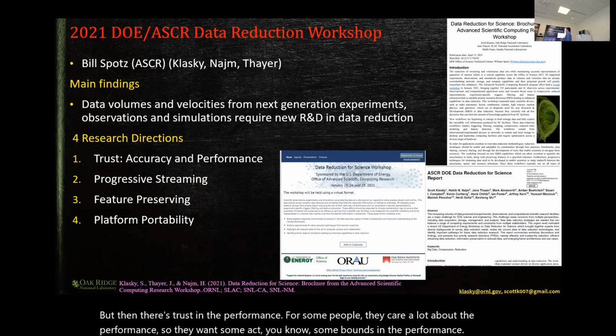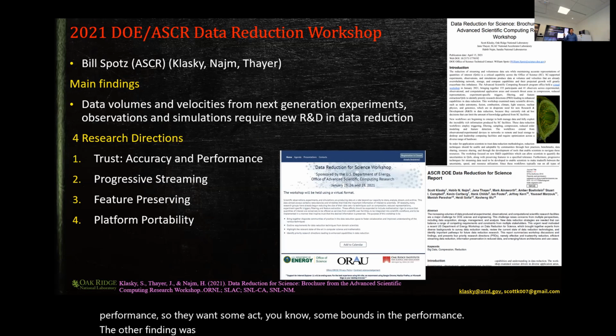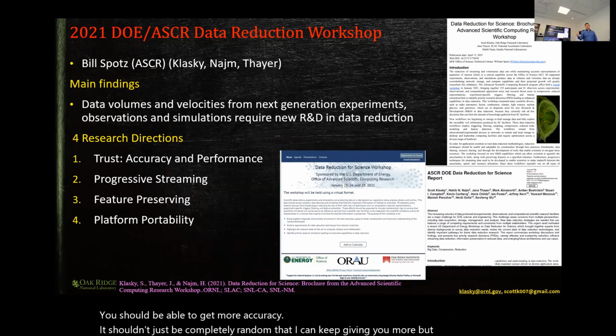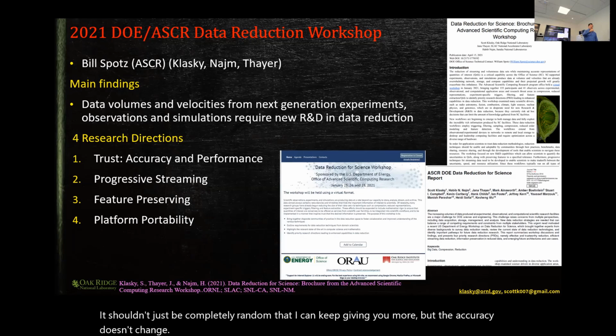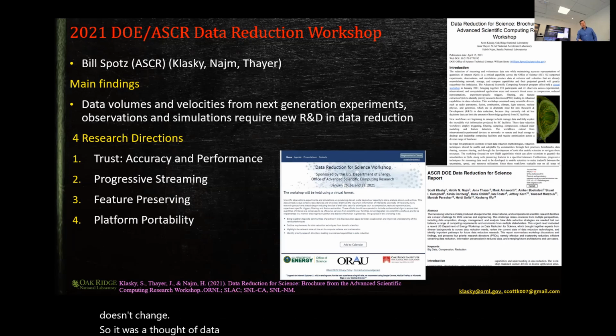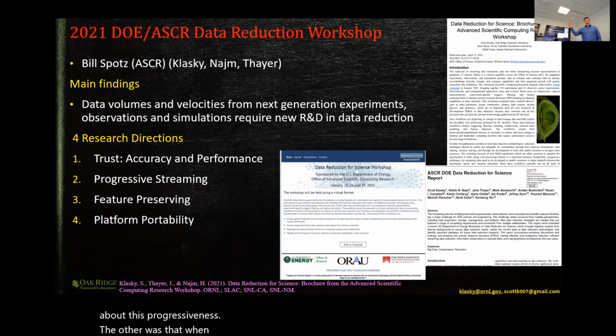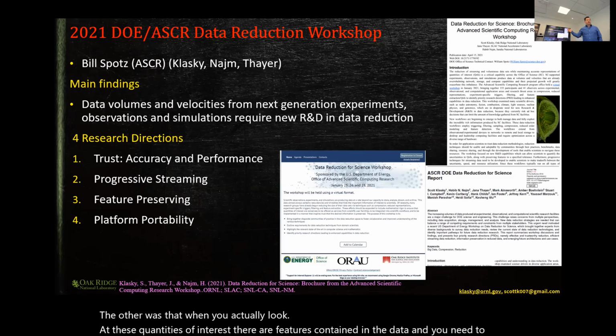The other finding was progressive. All this thing, if I give you more, you should be able to get more accuracy. It shouldn't just be completely random that I can keep giving you more, but the accuracy doesn't change. So it was a thought of data streams. We have to care about streaming, and we have to care about this progressiveness. The other was that when you actually look at these quantities of interest, there are features contained in the data, and you need to preserve the features.